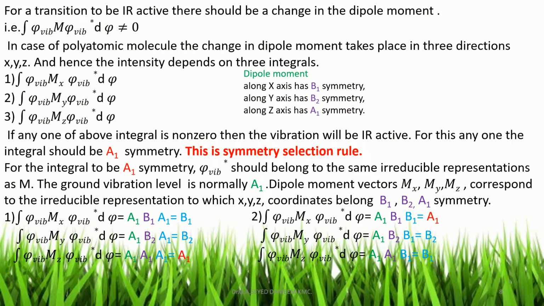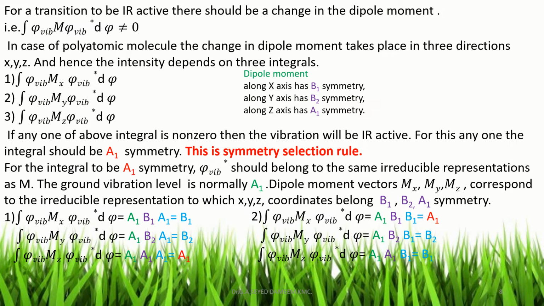For an IR active vibration, any one of the integrals should possess the symmetry of A1. This is the symmetry selection rule. For the integral to have A1 symmetry, psi vibration star should belong to the same irreducible representation as M. The ground vibration level is normally A1, and the dipole moment vectors mx, my, mz correspond to the irreducible representations to which the x, y, z coordinates belong. That is, mx corresponds to B1 character, my has B2 character, and mz has A1 character. On substituting psi vibrational as A1, mx as B1, and psi vibration star as A1, the product of these representations A1, B1, A1 is equal to B1. A1 into B1 is B1, and B1 into A1 is B1.